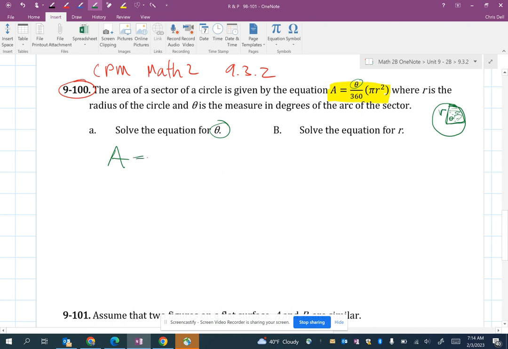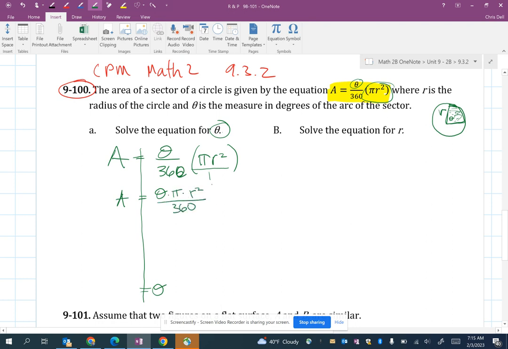So I'm going to take this formula, theta over 360, and that's multiplied by pi times r squared. And I have to manipulate it algebraically to get what I want, which is theta all by itself. I want all of this formula now in terms of theta. So mathematically, what do we have? I'm going to rewrite a little bit here. Remember, when you're multiplying, this is being multiplied by theta over 360. I can put that over 1, so I can see that it's really theta times pi times r squared, all divided by 360. When you multiply fractions, you can just multiply straight across.